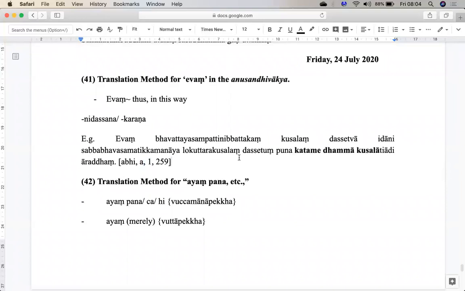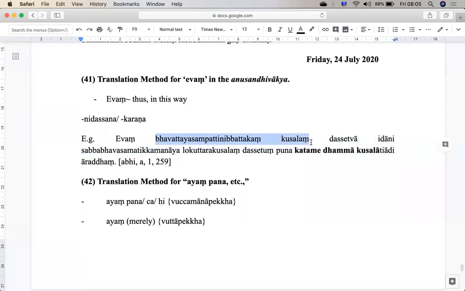So here you see, lokuttaraṃ kusalaṃ dassetuṃ puna kataman dhammā kusalā ti ādi āraddhaṃ. The commentator explains why the Buddha used again kataman dhammā kusalā. Actually, in the former sentences or previous paragraph, kataman dhammā kusalā was already there, but again repeatedly. Why? Because in the former sentences it was bhavodaya sampādinebakan kusalaṃ.